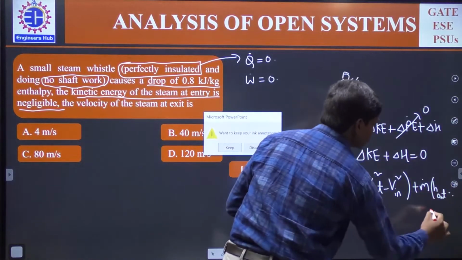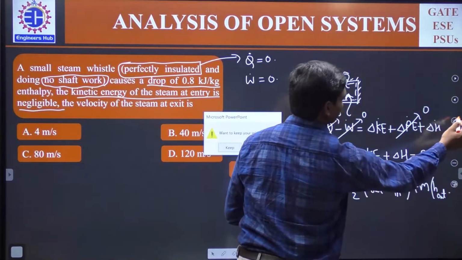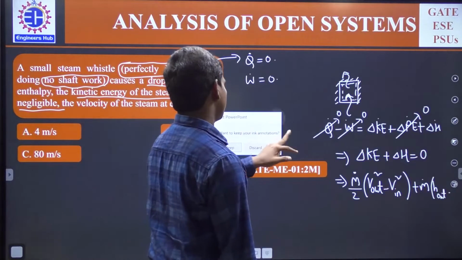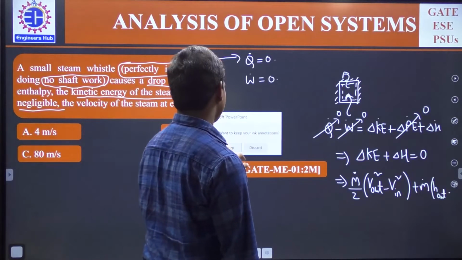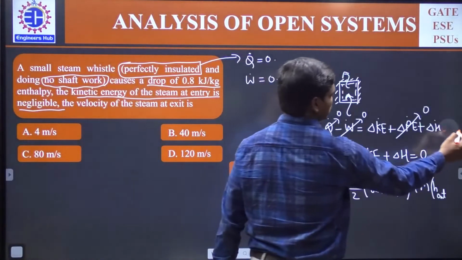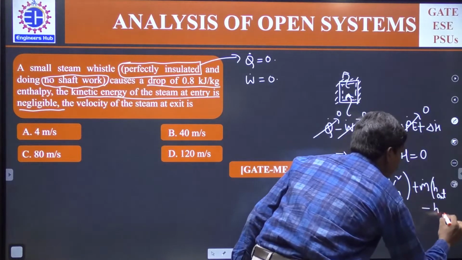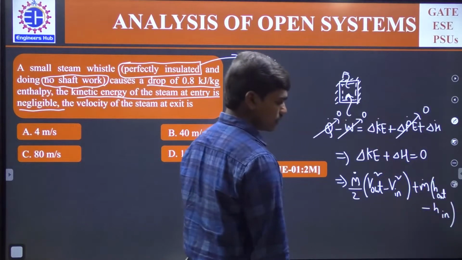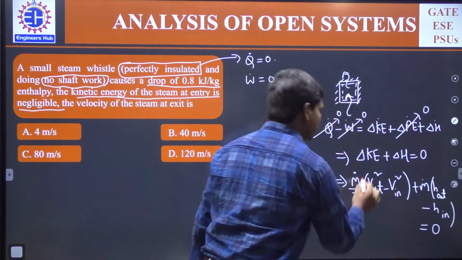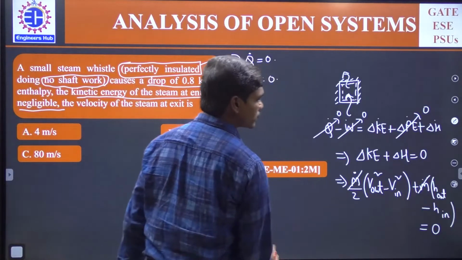H out minus H in is equal to 0. So if you see this m dot, I am cancelling this because it's the same for the device to operate under steady cases.